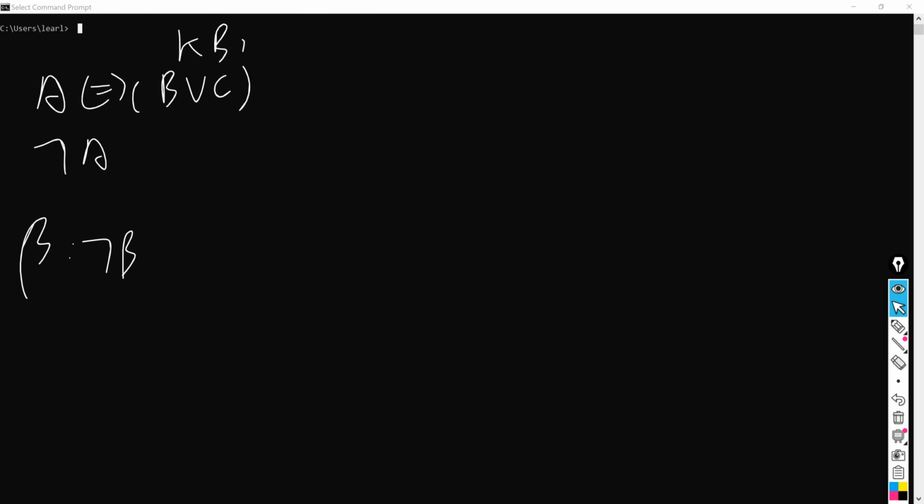So first question is about the knowledge base. So we have two sentences here. So one is A is equivalent to B or C. Second is not A, and the question asks for you to prove the not B here. So first of all, we can start from the first sentence. So if you remember the equivalence, it should be transformed like this.